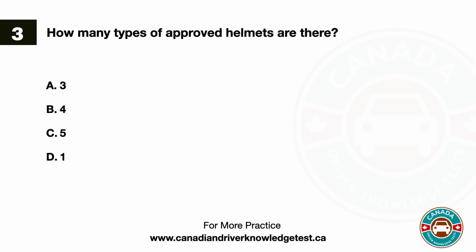Question 3. How many types of approved helmets are there? A. 3, B. 4, C. 5, D. 1. The answer is A, 3.